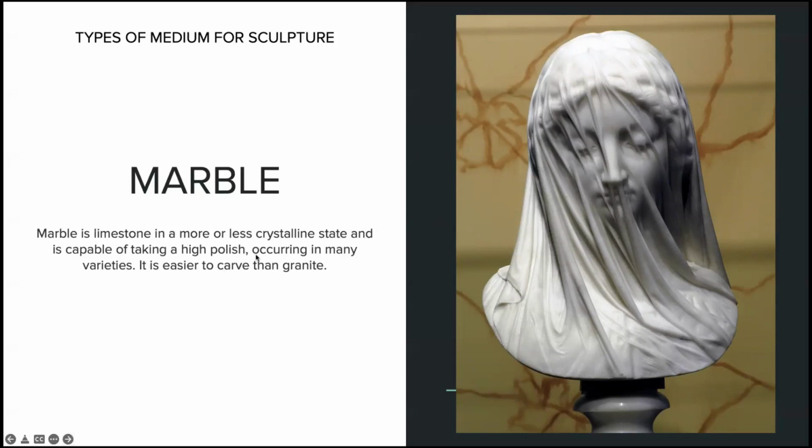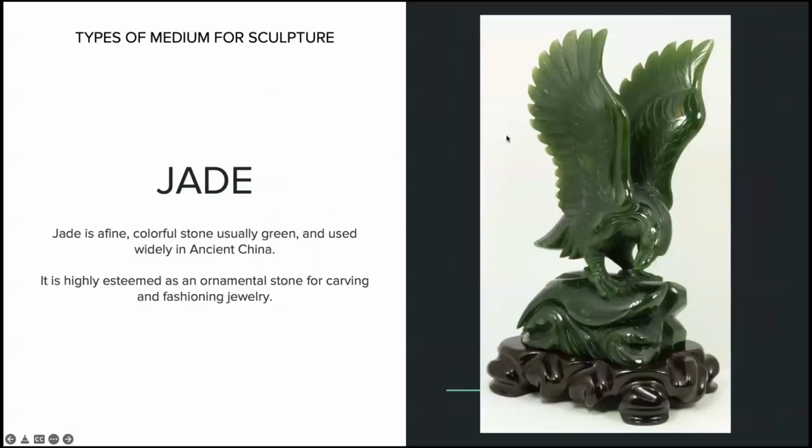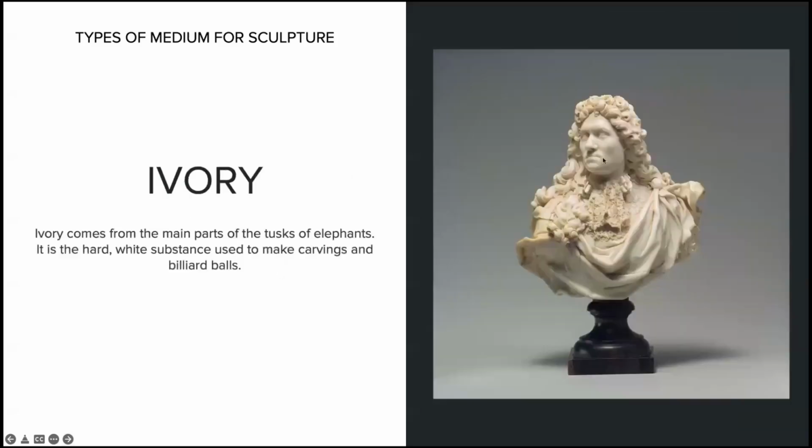Then the next one is jade. This one looks cool to me because of its color, the green color and the shiny surface, and also because of the totality of the art. Anyway, jade is a fine colorful stone, usually green, and used widely in ancient China. It is highly esteemed as an ornamental stone for carving and fashioning jewelry. Jade.